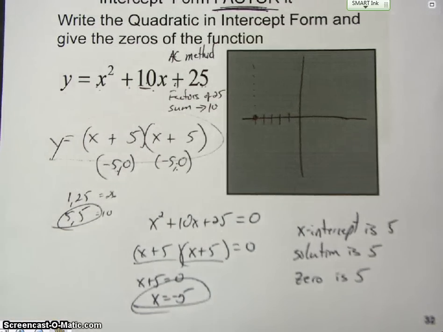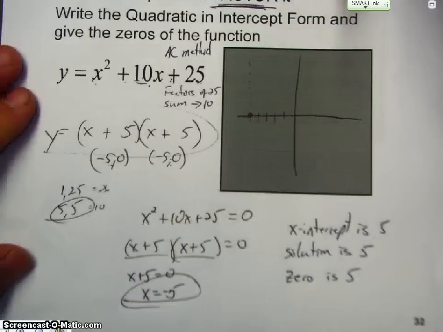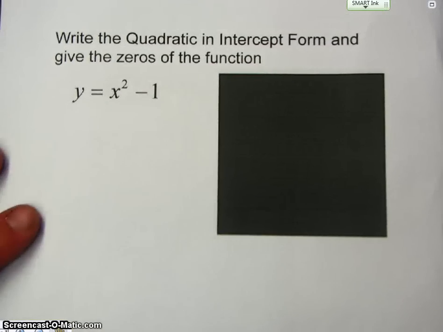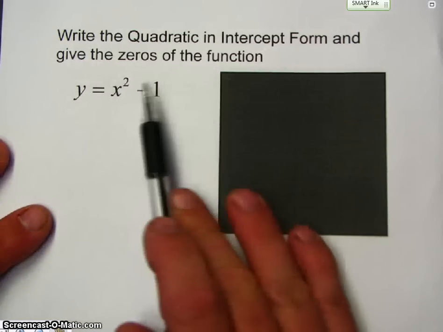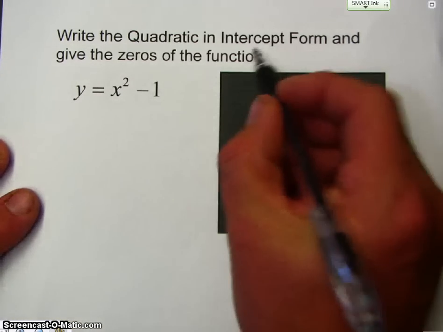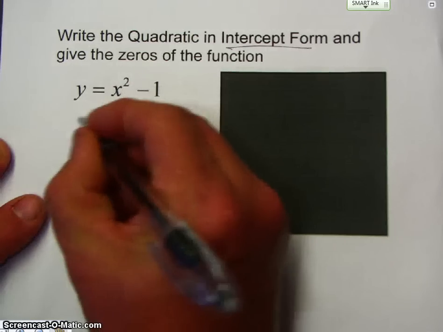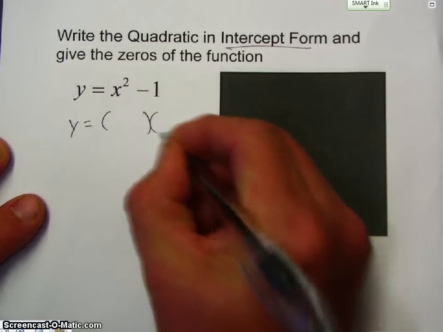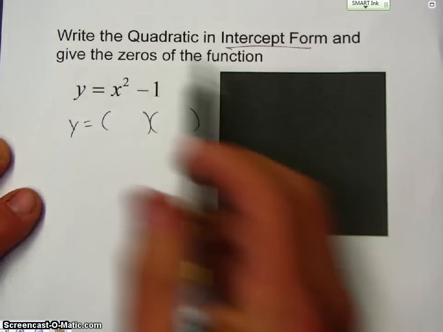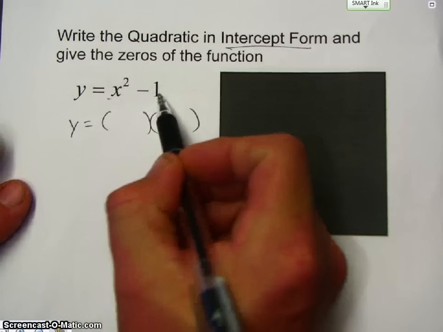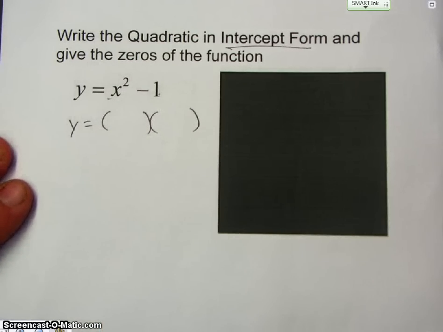They all mean the same thing, just depending on how they want to talk about it. Okay, let's look at another example. I want to find the zeros of the function, but before I do that, I have to put it in intercept form. In other words, I have to factor it into that form. There are 2 terms, so I have to use difference of squares.